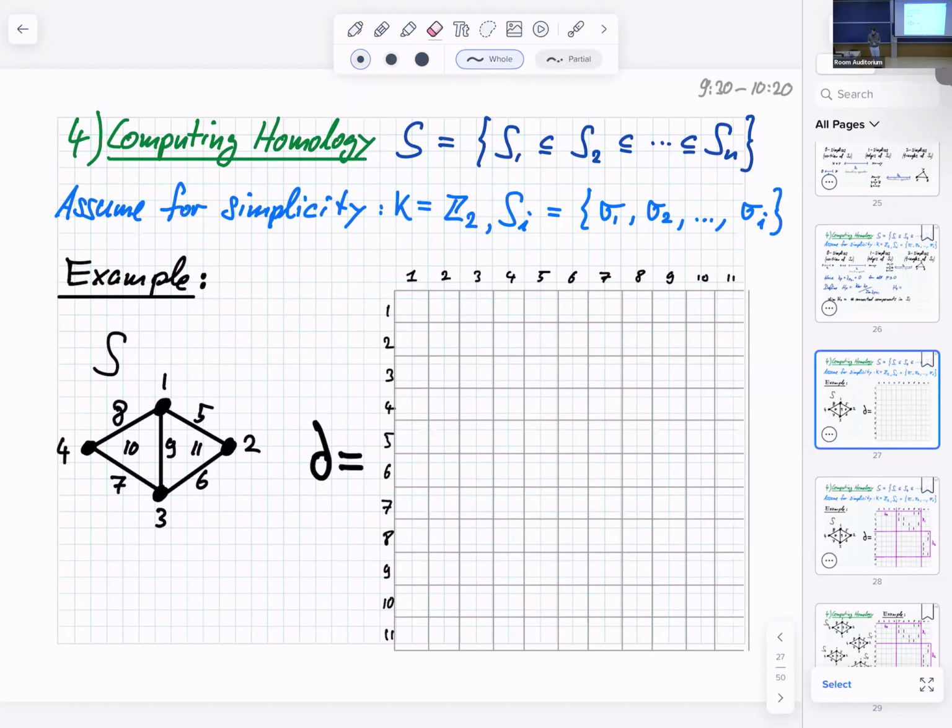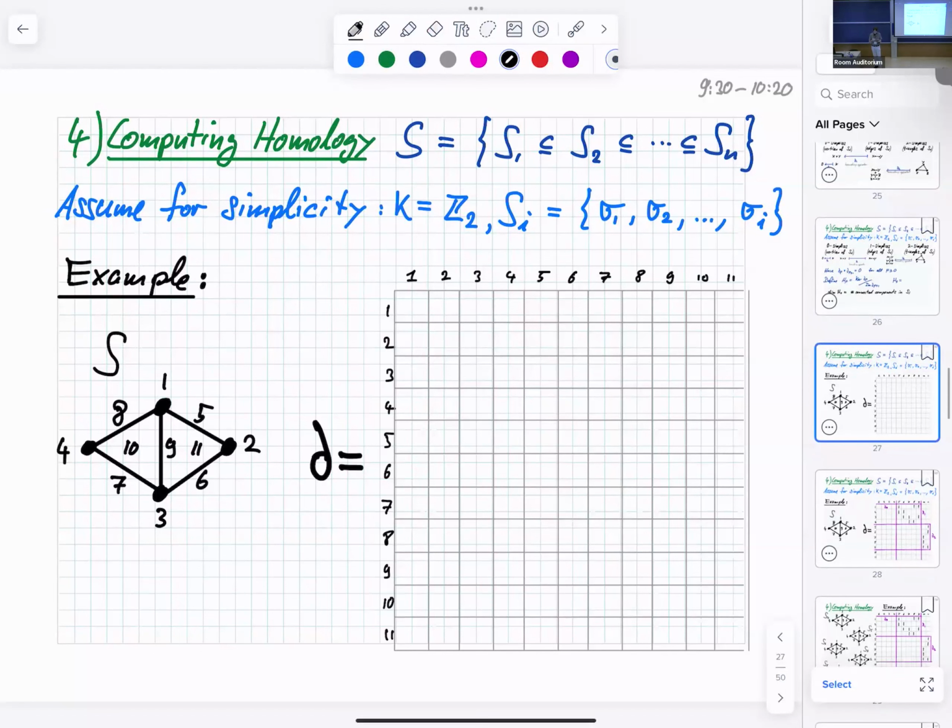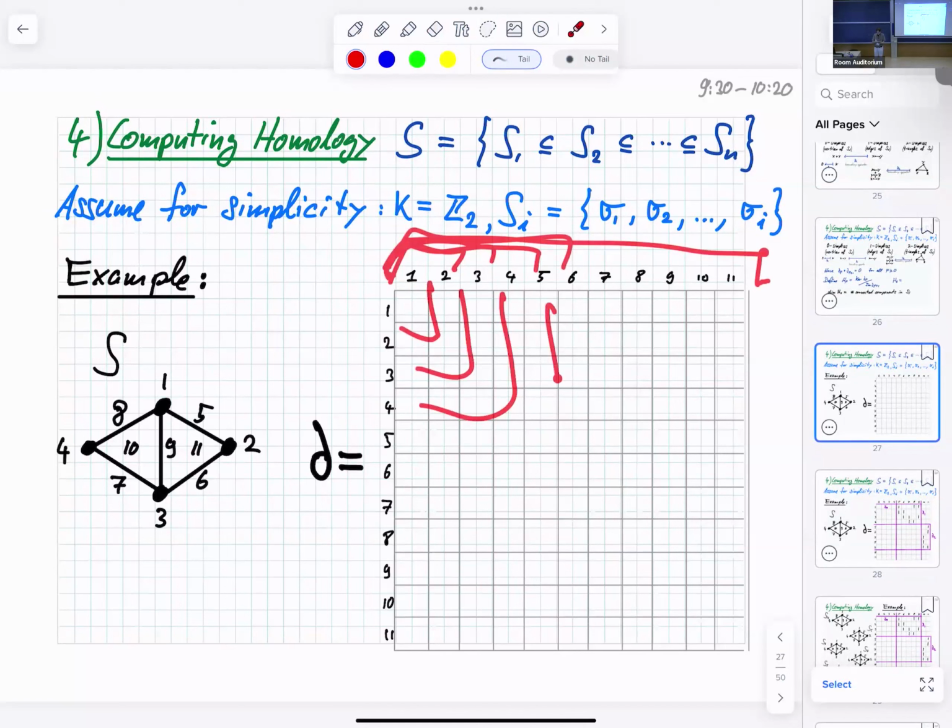Question. So in this example, you just mean the boundary map for S and not for the filtered complex. I mean the filtered complex. S is the system of the filtration. So S1 goes up to here, S2 goes up to there, S3 is here, S4 is here, S5 up to S11. And so the matrix will slowly build up, and I just write the biggest matrix of all of them.